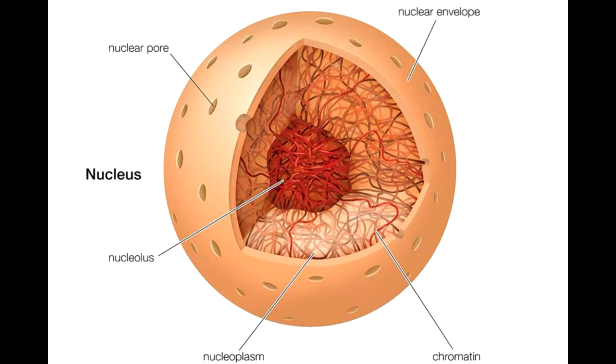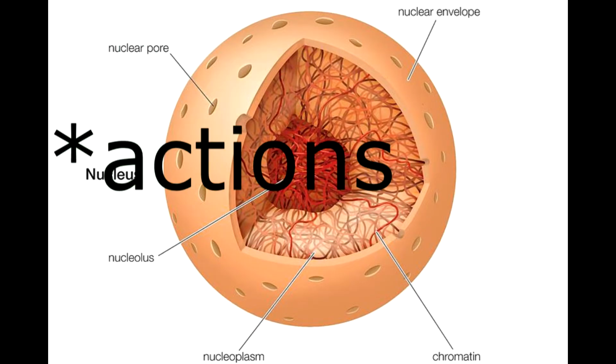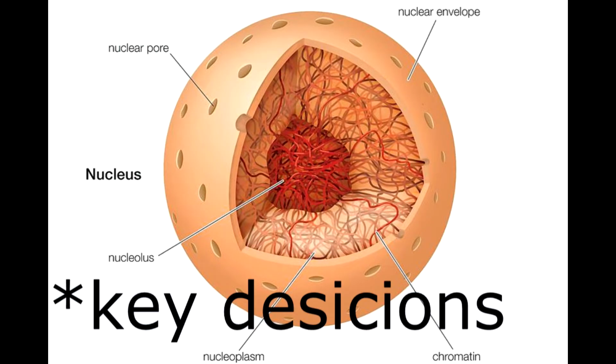The first component of the cell in the PC we will talk about is the motherboard. The motherboard basically sends signals and allows parts of the PC to communicate with each other. Just like the nucleus, the motherboard sends signals around the computer, and the nucleus sends things like signals, actions, and key decisions around the cell.